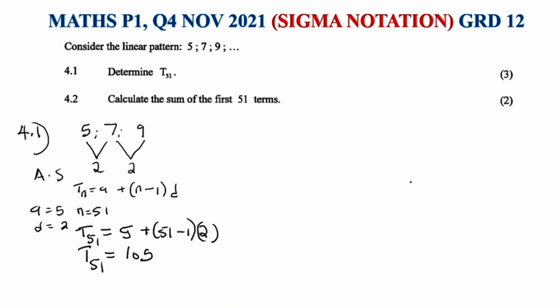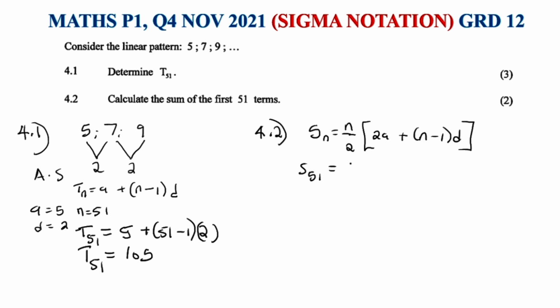Now let's go ahead and calculate 4.2. The question in 4.2 is asking us to calculate the sum of the first 51 terms. For an arithmetic sequence, the sum Sn on our formula sheet is n over 2 in brackets, 2a plus n minus 1 times d. So for the sum of the first 51 terms, n is going to be 51, 2a is 5, plus 51 minus 1, and our d is 2.